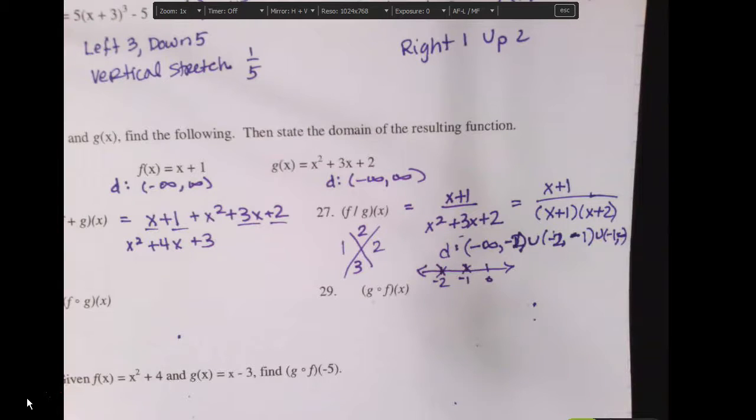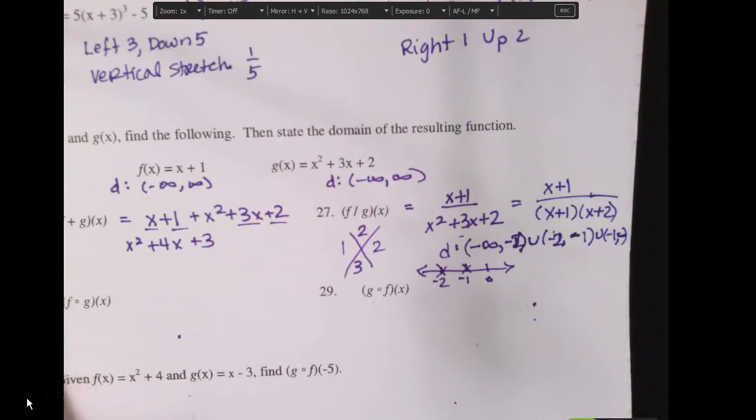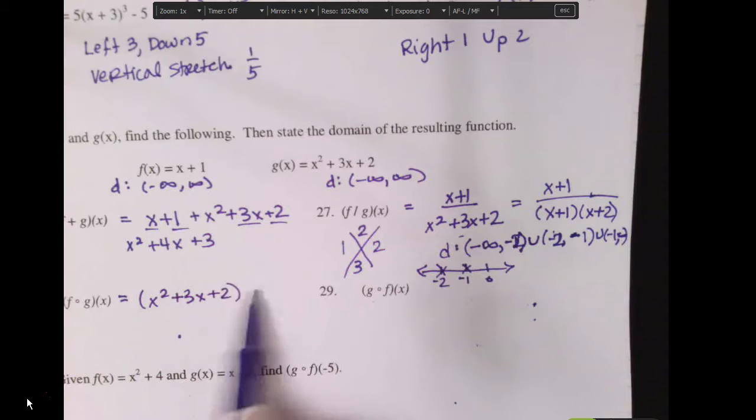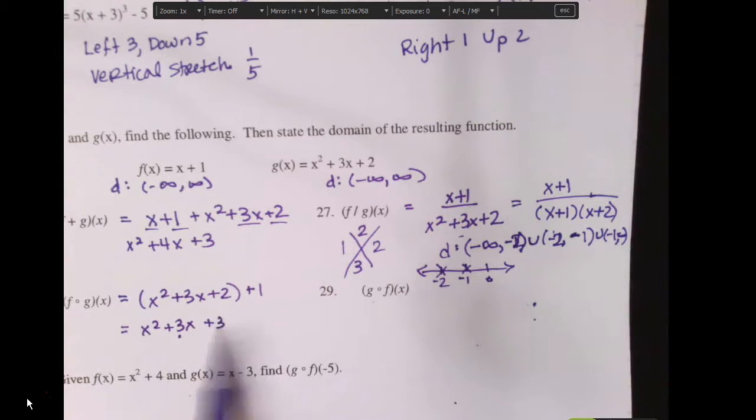would work. Alright, this is a composition, f of g of x. So I'm going to take g and plug it into f. So x squared plus 3x plus 2, and then plus 1. So that one's not too bad. x squared plus 3x plus 3.